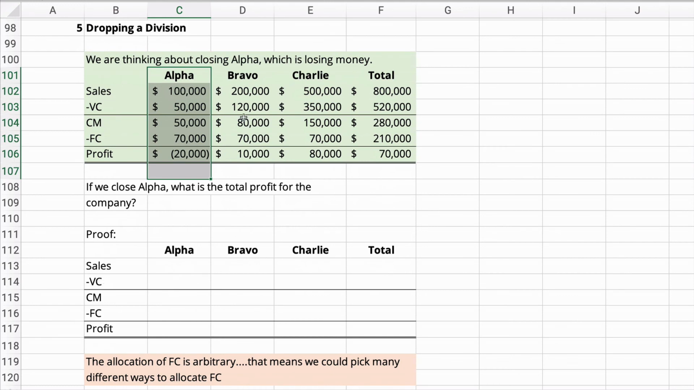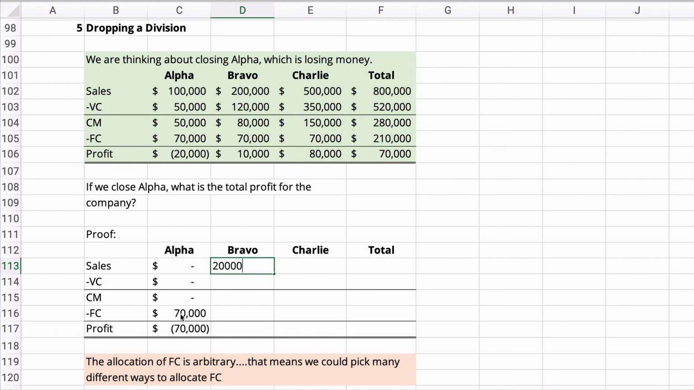What happens if Alpha has 0 revenue, 0 variable cost, 0 contribution margin? Can we get rid of fixed cost? Well, we can assume that we're going to get rid of fixed cost. So let's just model it this way. We have 0 contribution margin minus the fixed cost. So we're going to lose 70,000 on that division. You're saying, but wait, we're closing that division, but let's think about it.